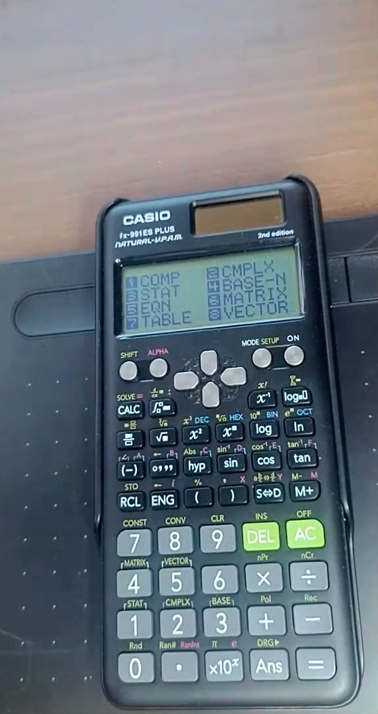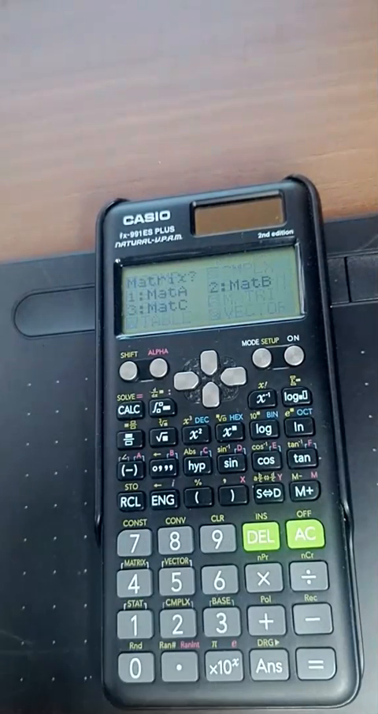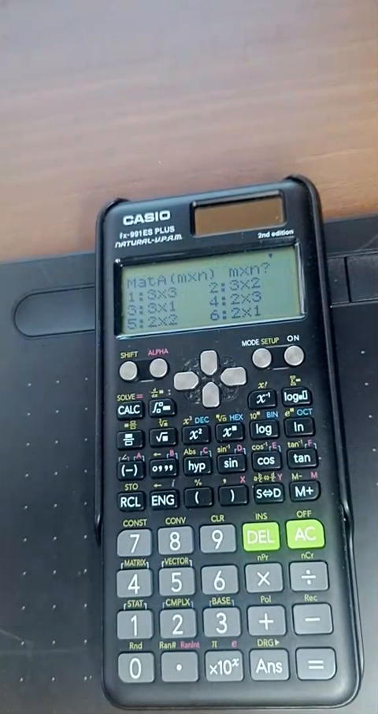Let's go back to mode. If you go back to mode, you have matrices. Matrices is number 6. Let's take number 6. Now we have different kinds of matrices: matrix A, matrix B, and matrix C. Let's take number 1, for instance. If matrix A is m by n, we need to know if the matrix is 3 by 3, 4 by 4, 3 by 2, 2 by 2, 3 by 1, or 2 by 1. Whatever kind of matrices you are given, you can simply use your calculator to compute and find the answer. You can as well use this calculator to find the determinant of those matrices.